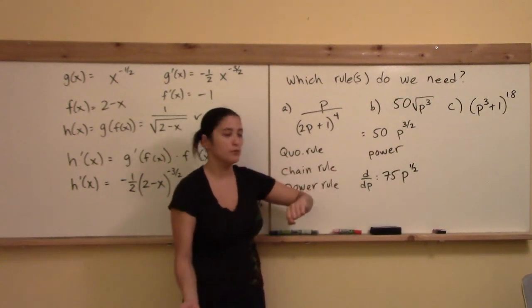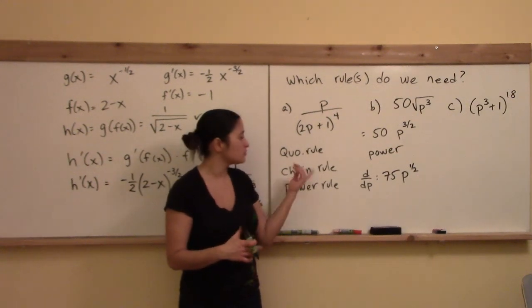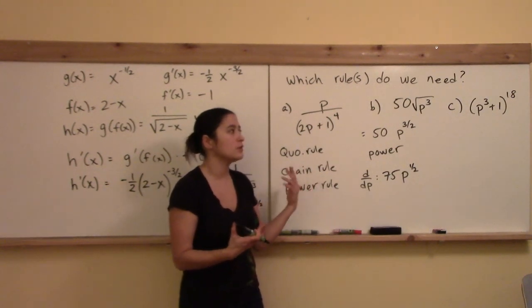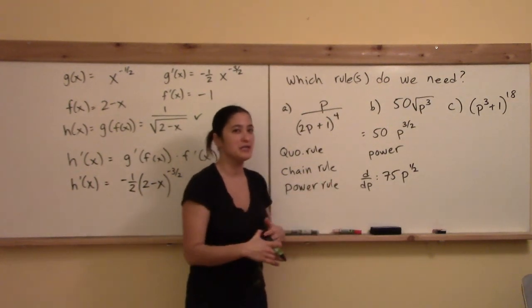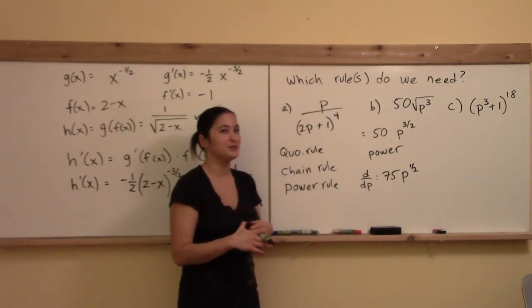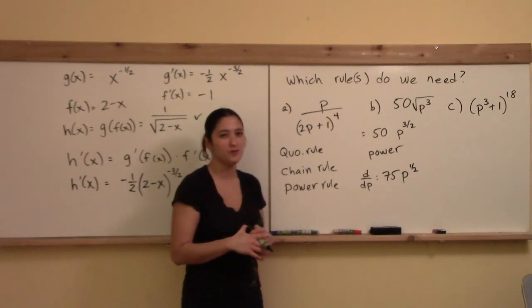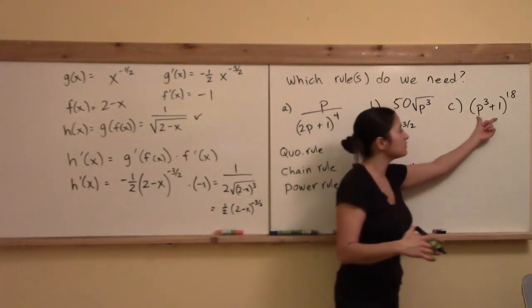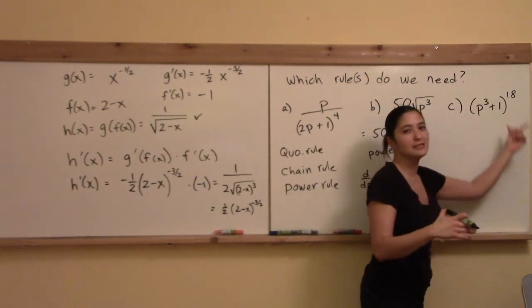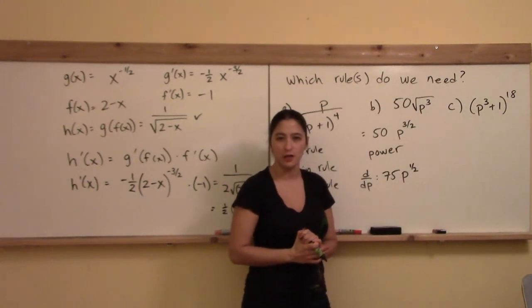What about in C? What rules did we need? Not a quotient. It actually is a product. It's a product of the quantity p cubed plus 1 18 times with itself. Okay? So if you want to use the product rule, you could, but you'd be there all day because it's not the product of 2 functions. It's the product of 18 functions. It's the product of this with itself 18 times. So although it is technically a product, I choose not to use a product rule.